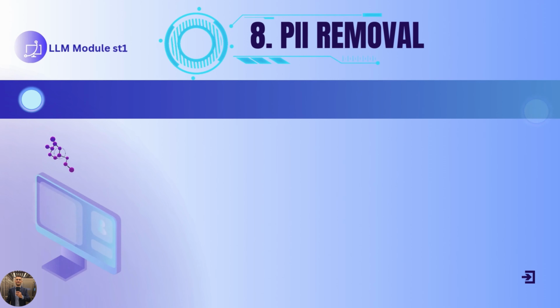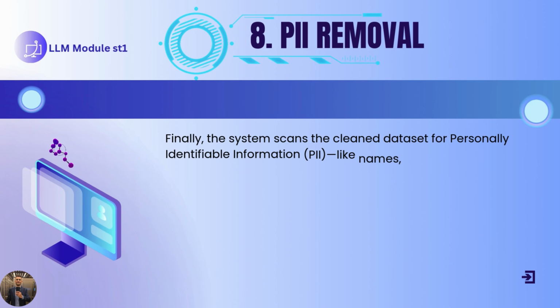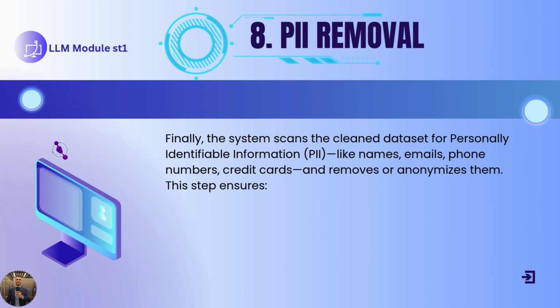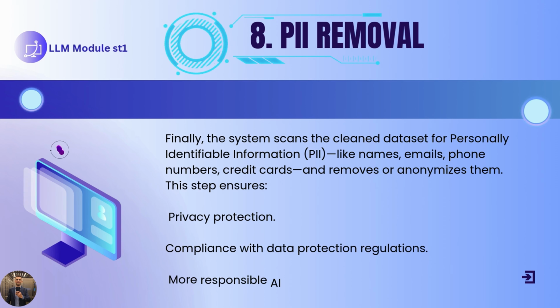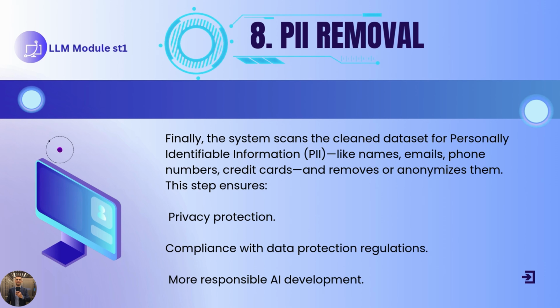8. PII Removal. Finally, the system scans the clean dataset for personally identifiable information, PII, like names, emails, phone numbers, credit cards, and removes or anonymizes them. This step ensures privacy protection, compliance with data protection regulations, more responsible AI development, so I think it's very clear and doesn't need any further explanation.